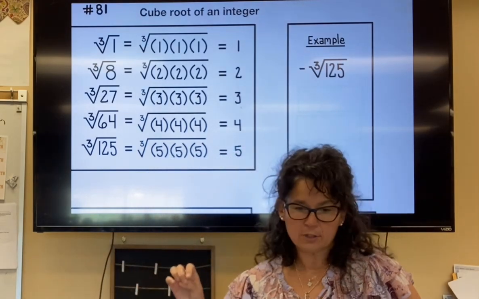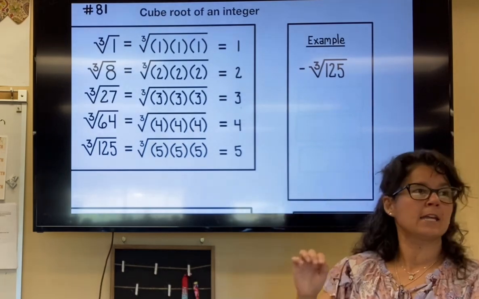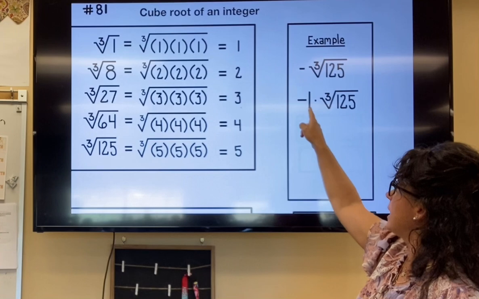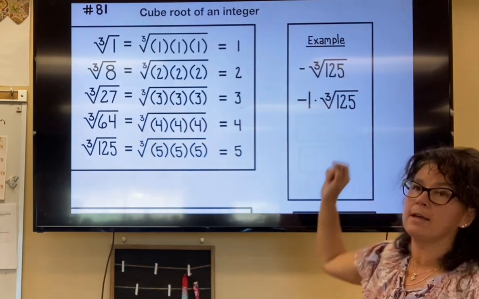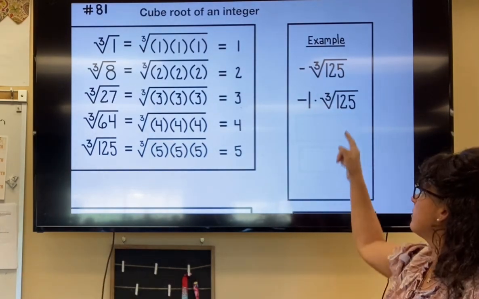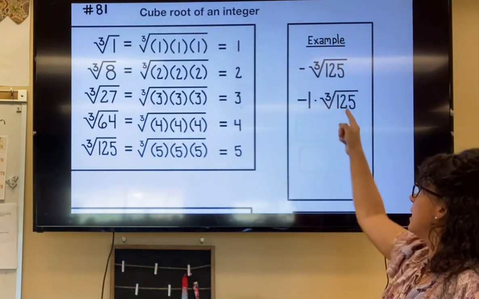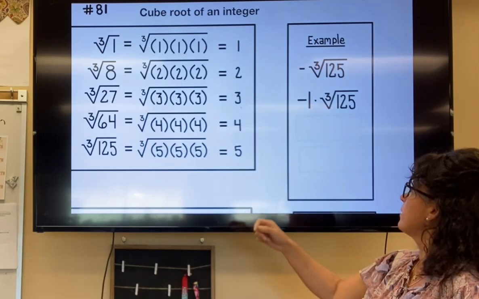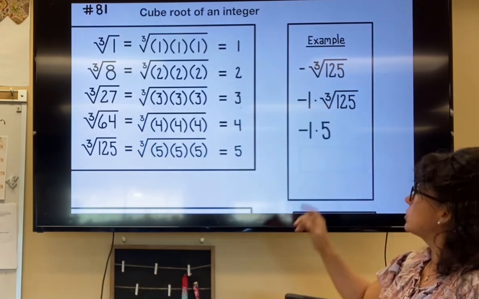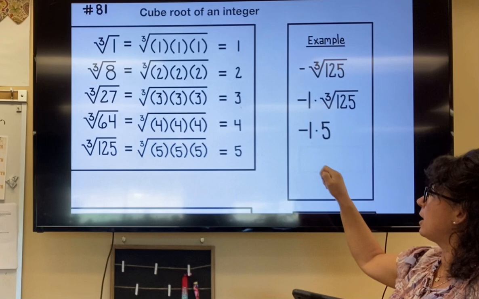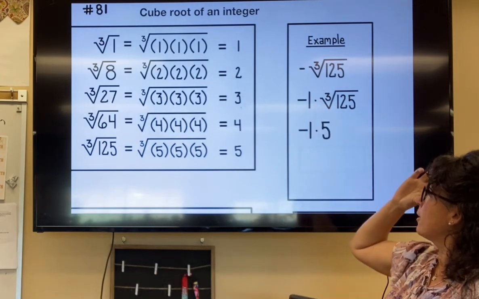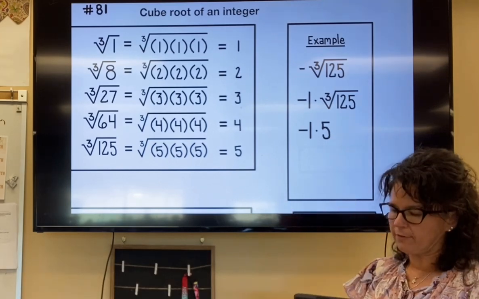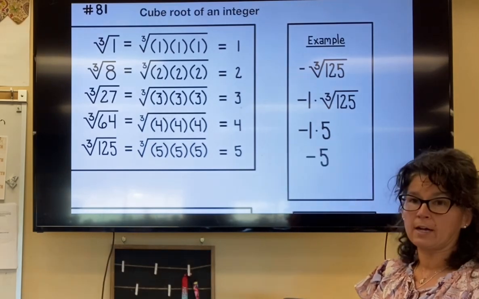Okay, so the only difference on this particular one is there's a negative sitting out front. That negative is a -1 multiplied by the answer to the cube root of 125. And 5 times 5 times 5 is 125, so the cube root of 125 is 5. That -1 sitting on the outside multiplied by 5, so my final answer is -5.